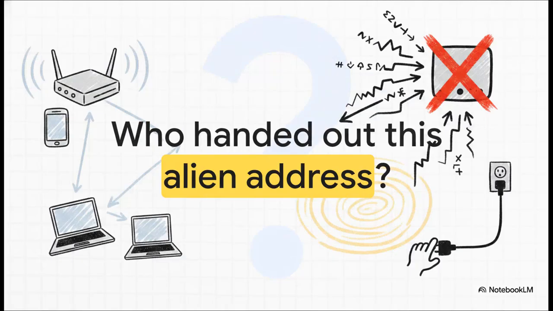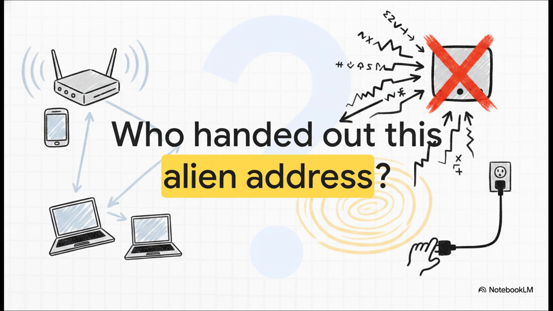Which brings up the obvious question, who on earth handed out that alien address? The official telecom router definitely didn't do it. No, the true identity of this imposter is usually a rogue DHCP server hiding somewhere on the network. Out in the field, this is almost always a misconfigured Wi-Fi extender, or maybe an old secondary router that some employee just plugged into the wall by mistake.